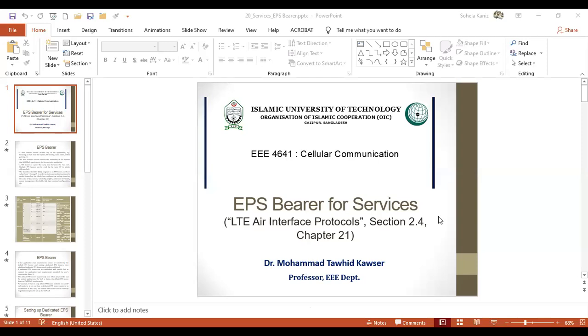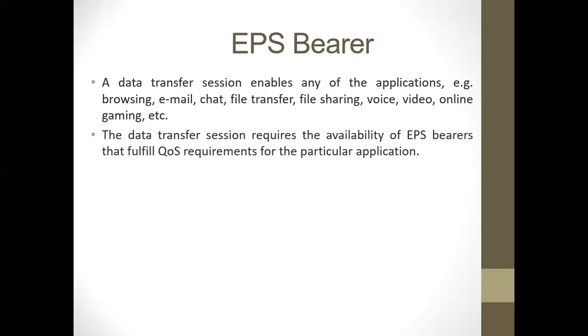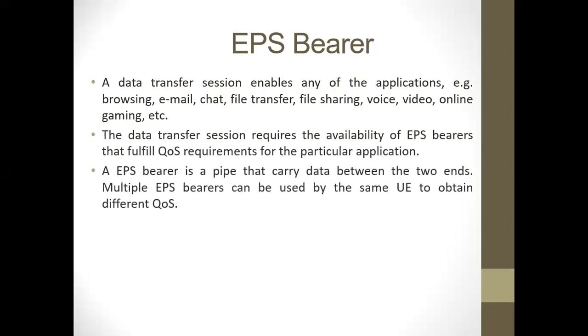We know that to support different applications, you need different types of bearers. And the bearers are called EPS bearers when you include the core network or the bearer path. So different types of applications require different QoS, and so you need different bearers.